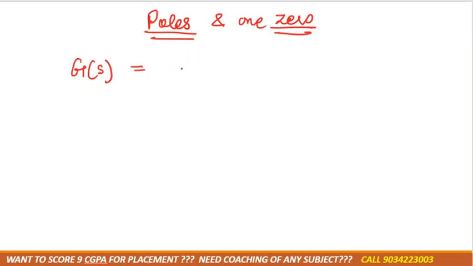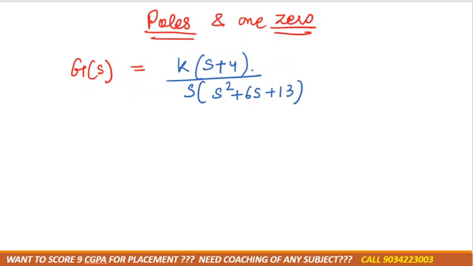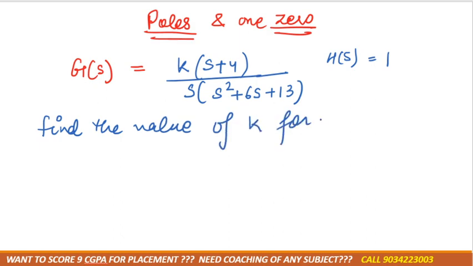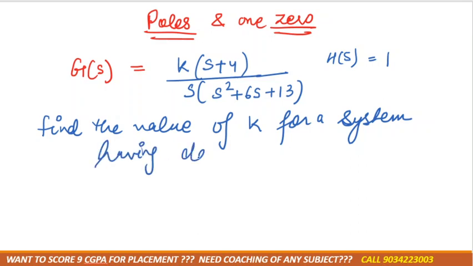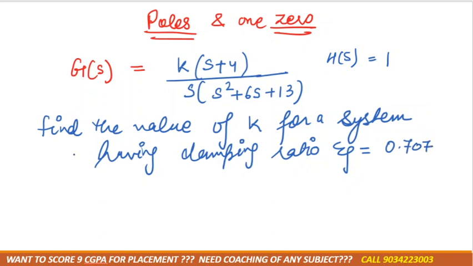Suppose they have given G(s) is equal to K into (s plus 4) divided by s into (s square plus 6s plus 13), and H(s) they have given as 1. What they ask in this: find the value of K for a system having damping ratio. Damping ratio is denoted by zeta is equal to 0.707. Okay, so this was the question.